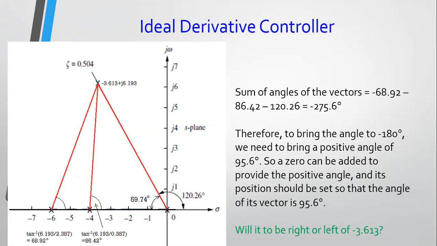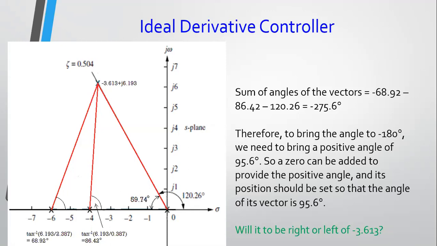The zero we're introducing as part of the PD control design. Remember, the zero is going to control the positive angle. So the angle that zero has to bring is 95.6 degrees. So the zero can be added to provide a positive angle, and its position should be set so that the angle this vector is going to create is going to be 95.6 degrees.